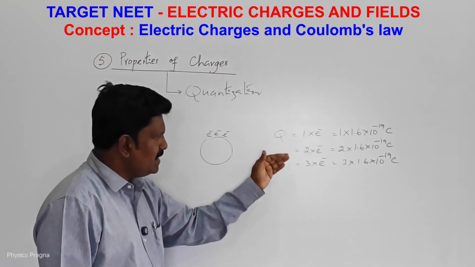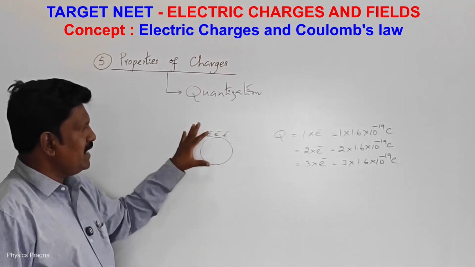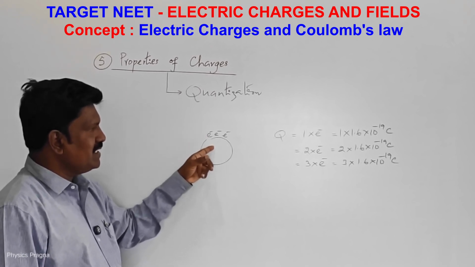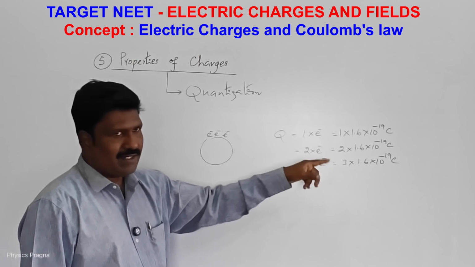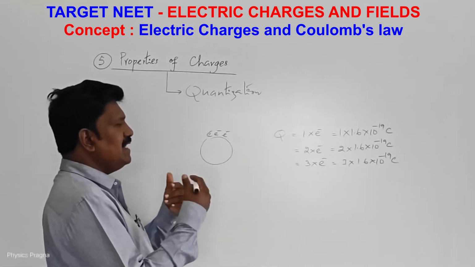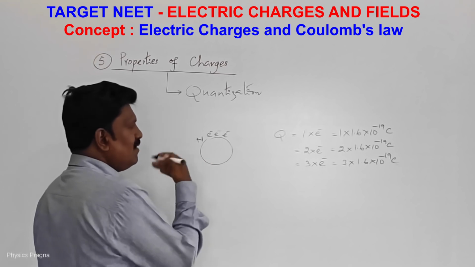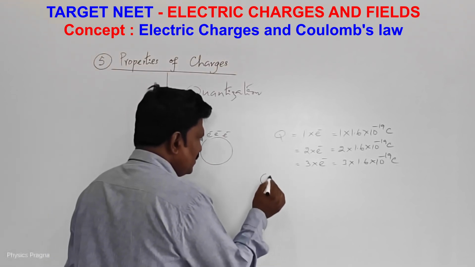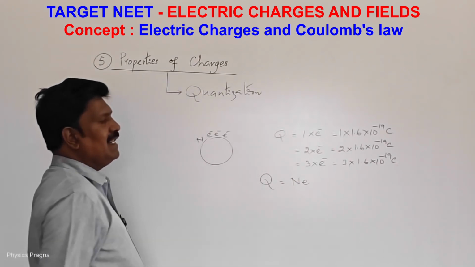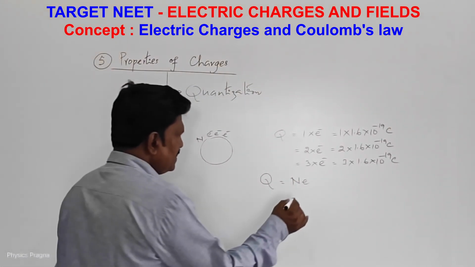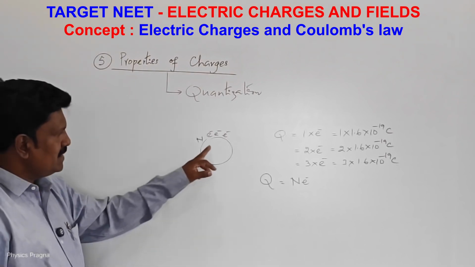If we give electrons in steps, the charge this body possesses is Q equal to 3 electrons times the charge of each electron. Like that, if n electrons are given to the body, then Q is equal to n times the charge of an electron, where e is the charge on an electron. So this is the total charge on this body.